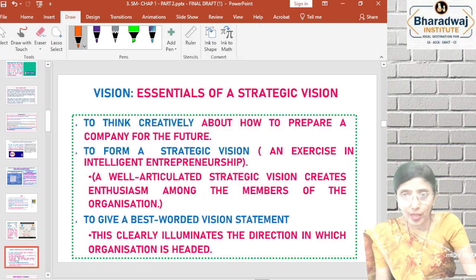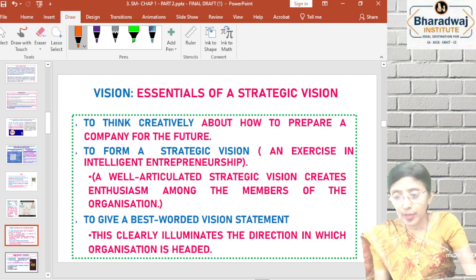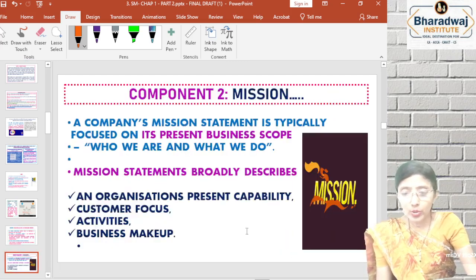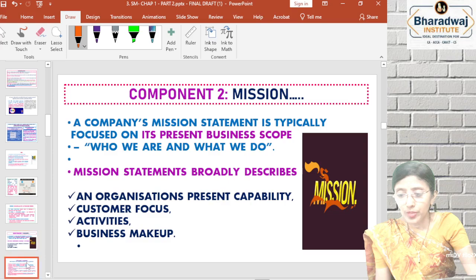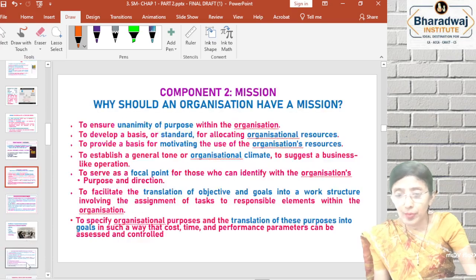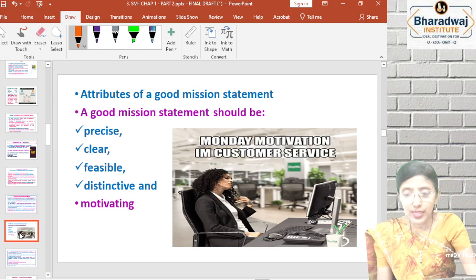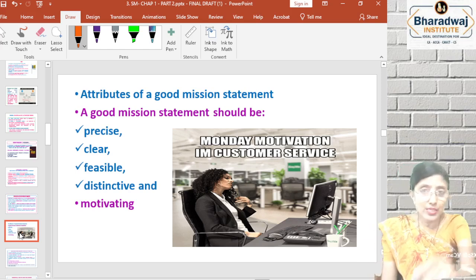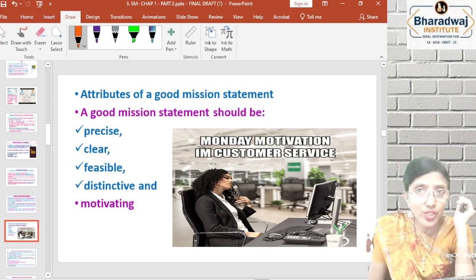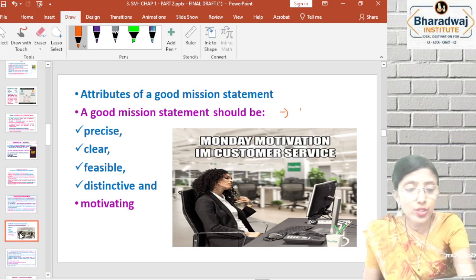So have you marked it for the empirical segment? You're going to study theoretical and empirical. Look at the mission, the theoretical part of mission, and we will have examples. Why should we have a mission? Attributes of a good mission: precise, clear, feasible, distinctive and motivating. You know why you should have these attributes? Why should we have a good mission statement? Because it is for the shareholders or the stakeholders. Otherwise, they will leave us and go.